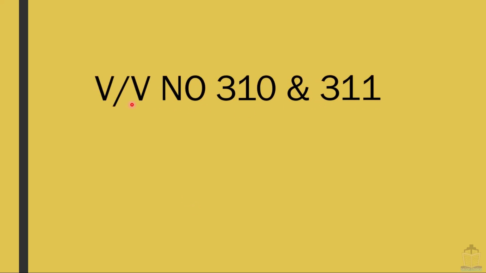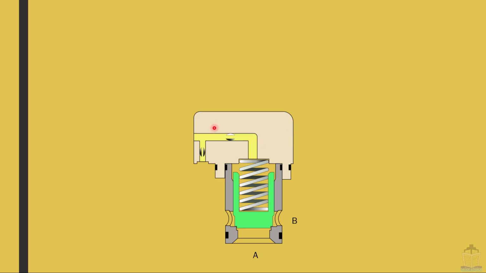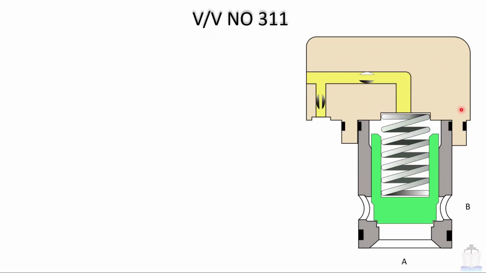Now we are going to see the function and internal construction of valve number 310 and 311. This is an illustration of a common valve which is used in valve number 310 as well as in 311. First of all, we are going to discuss valve number 311. This is the internal construction of the main valve of 311. Inlet hydraulic pressure is needed in order to keep this valve in the shut position.